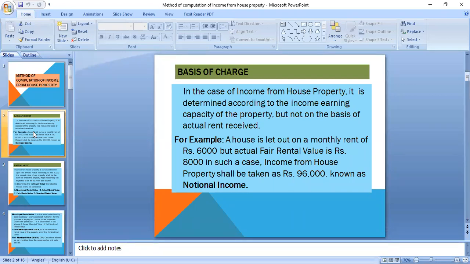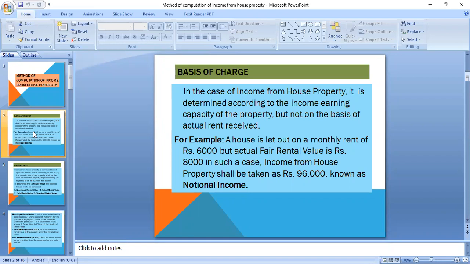Say, for example, if I have a house and I've let it out for 6,000, whereas the actual rental value according to the municipal value is 8,000, then I cannot show to the income tax authority that I only received 6,000 per month into 12 months, 12 times 6 is 72,000. That is wrong. Here, you have the municipal rental value fixed as 8,000 and its market value is that, but you have given it less value.